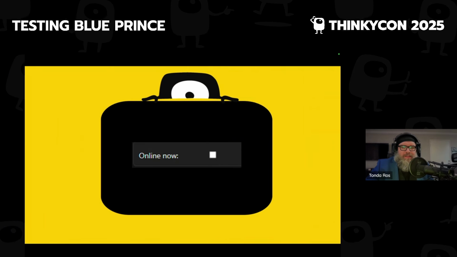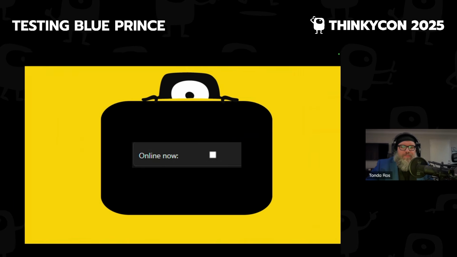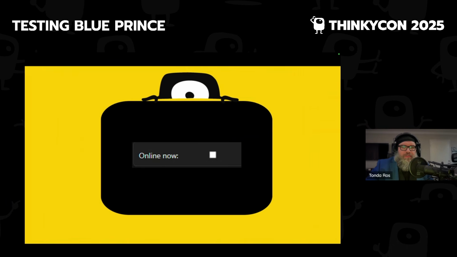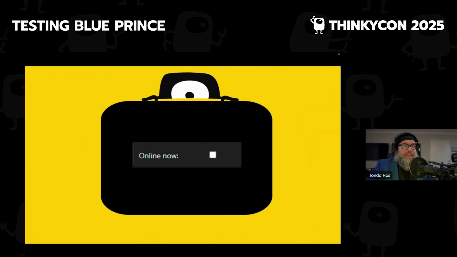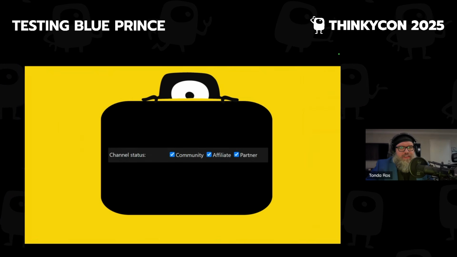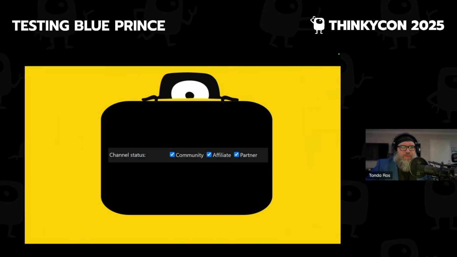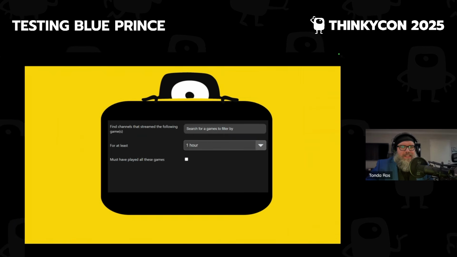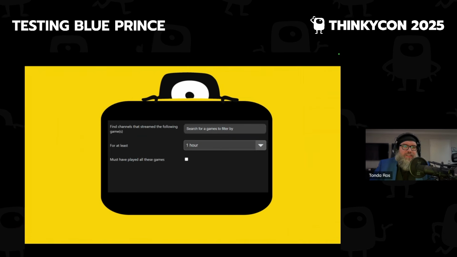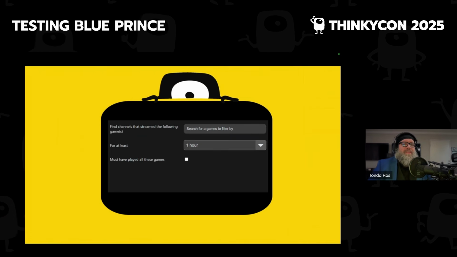I'd recommend unchecking this because you want to have the most channels to check out when curating names. You want to have like the most channels you could. I would recommend all these checked. You want to just find as many people as possible. And then here's the cool thing, finding channels that stream the following games.